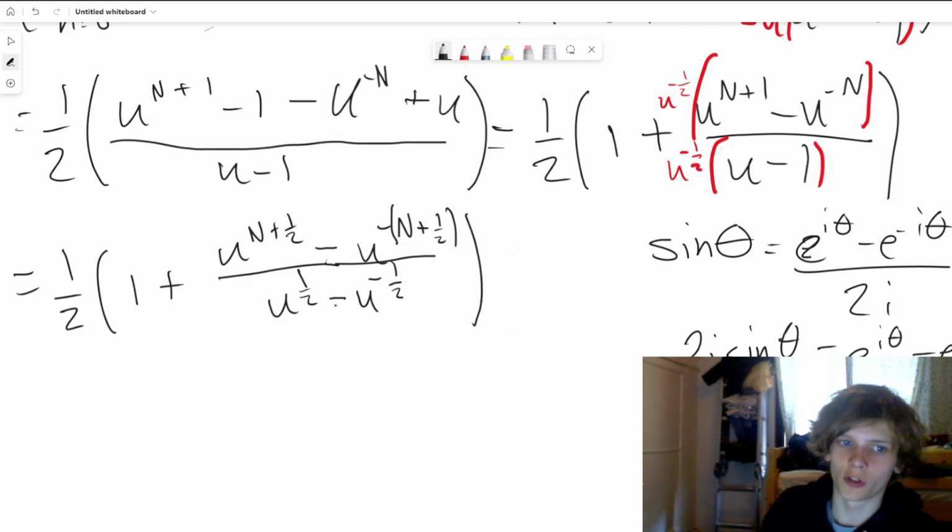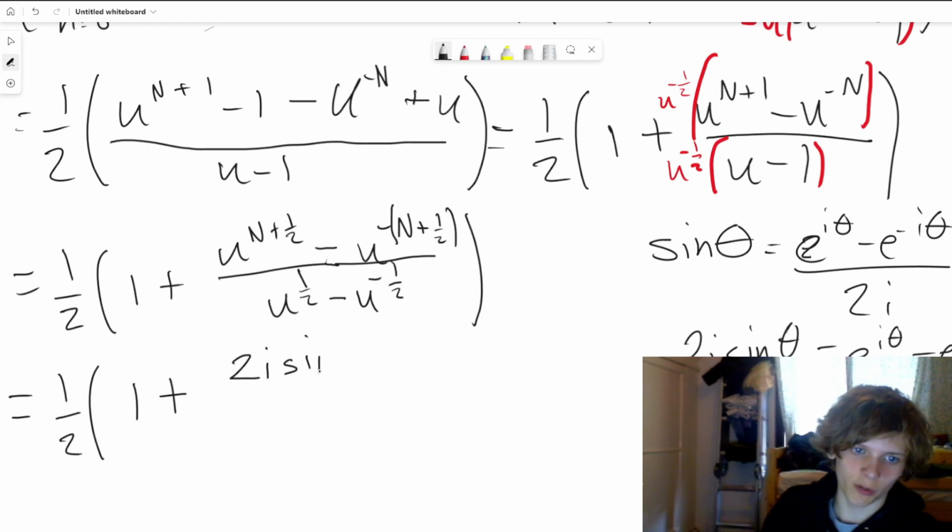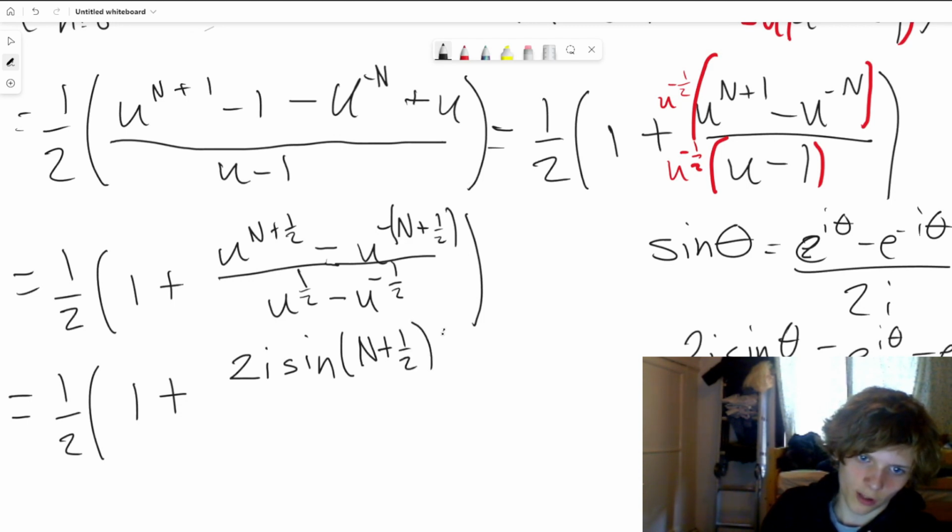So we can resubstitute, because we know u is e to the i theta, with sines. So this will give us 1/2, 1 plus, and for this top one, we're going to have a 2i there, and then times the sine, and just got to figure out what the input is. So you've got n plus 1/2, and then also the theta from the u being e to the i theta. So that is n plus 1/2 theta. And we are almost done.